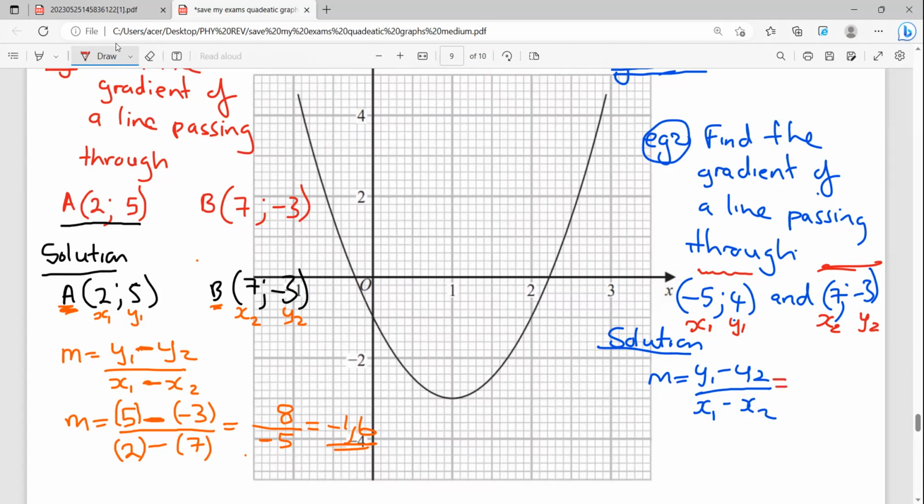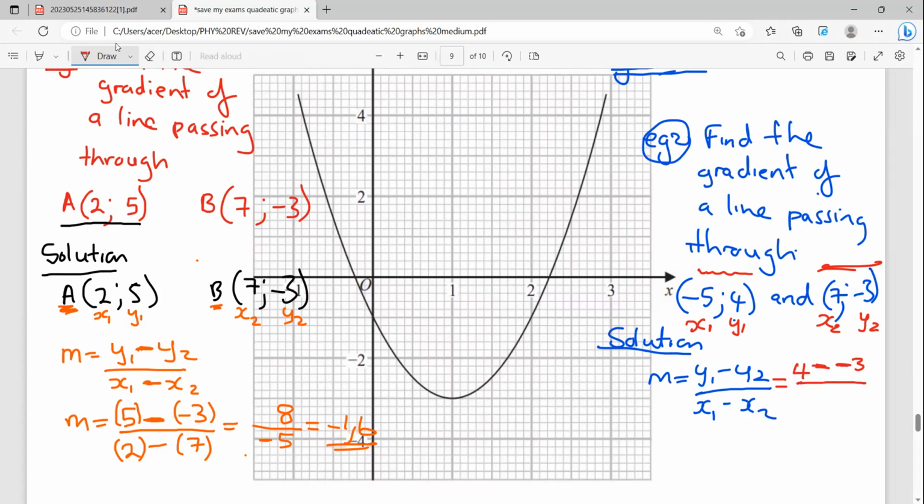So now we do our substitution. What is y1 in this case? 4. Yes. So we're going to write 4 minus, what is y2? 3. It's not 3. Look closely. Oh yeah, minus 3. So that's one of the common mistakes. So 4 minus minus 3, 2 negative signs there.